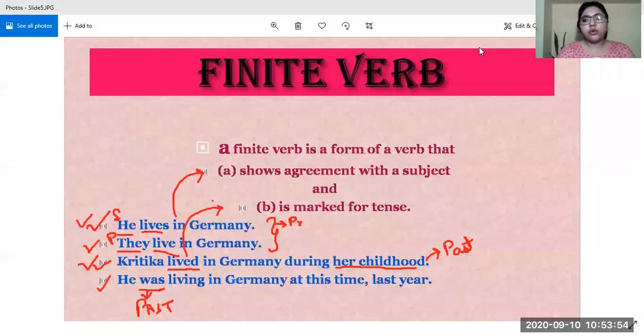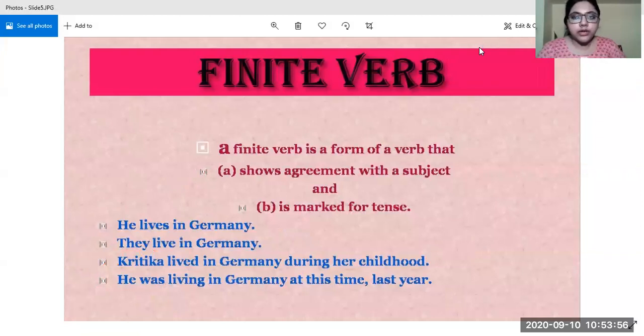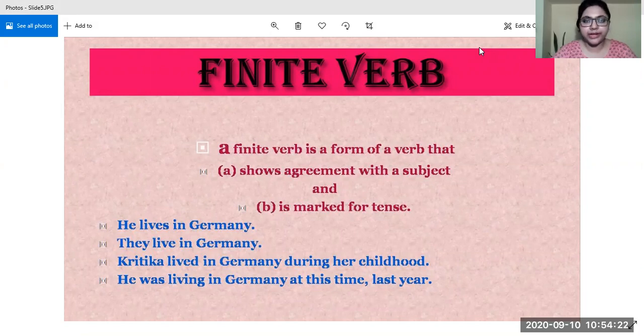So now we know what a subject is, and now we know what a finite verb is. So the two components of the definition of the clause: it should have a subject, the performer of the action, and the second, it should have only one finite verb. This is a matter of importance. Note it very carefully: in one clause, there should be only one finite verb. And we have already dealt with what a finite verb is.